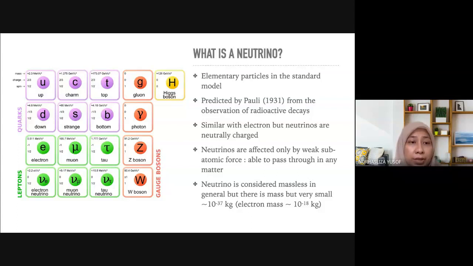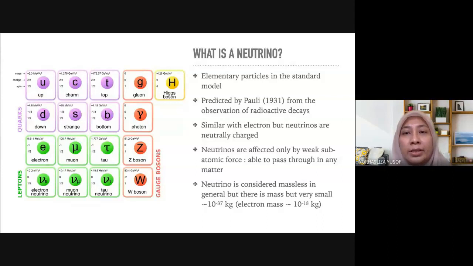So whenever we do calculations with neutrinos, in the general case we assume that the mass m_nu is zero, but due to oscillation, there is a small mass. There is mass in the neutrino, but it is just around 10 to the power minus 37 kg, compared to the electron mass, which is 10 to the power minus 18. You can see how small it is compared to the electron mass. That is why it is very difficult for us to see what the mass actually is and how to detect it. To detect a very small particle, we require a very huge detector so that we know which neutrino hit our detector.